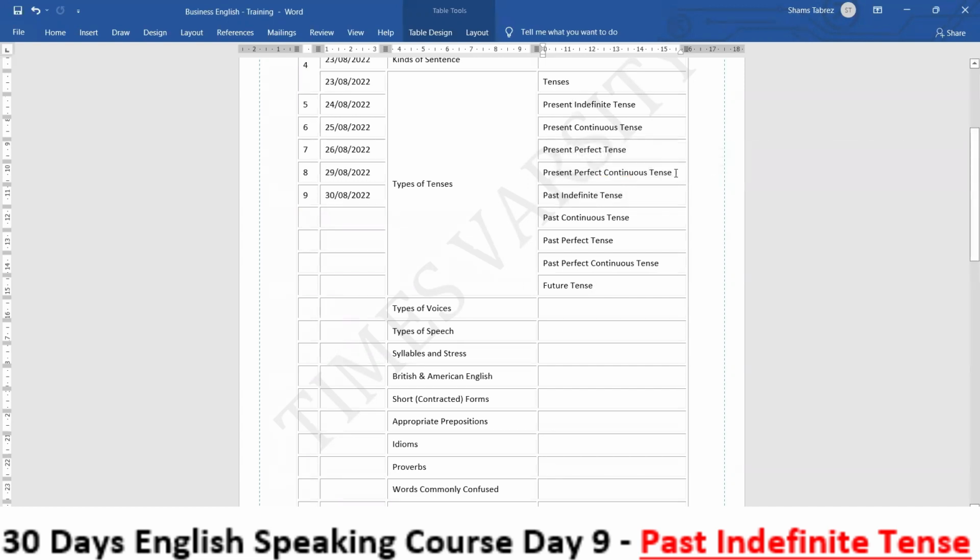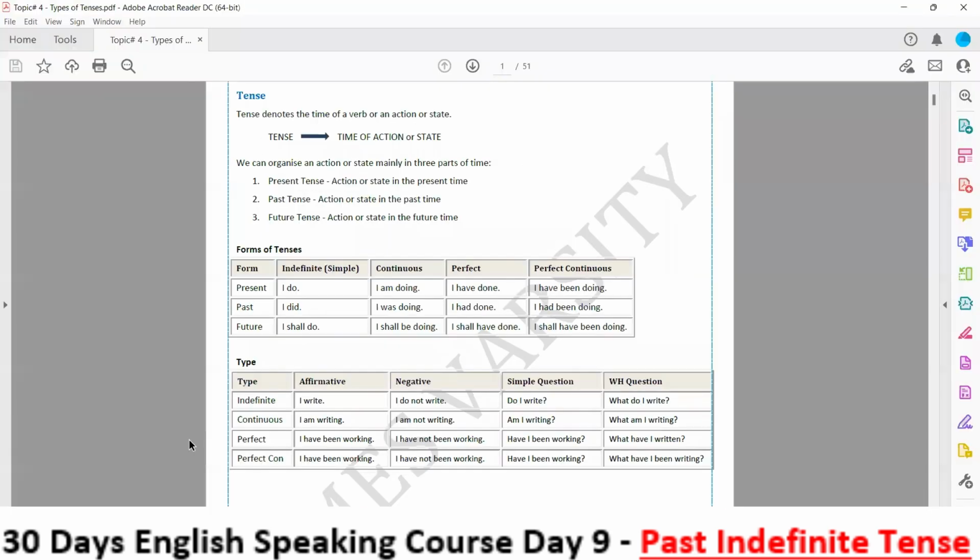In our last five sessions, we discussed present tense. In present tense, we discussed present indefinite, continuous, perfect, and perfect continuous. And in all these tenses, we also discussed affirmative sentence, negative sentence, simple question, and WH question.